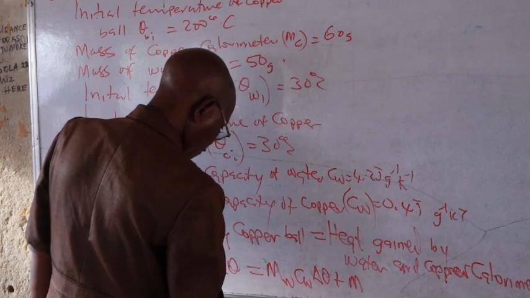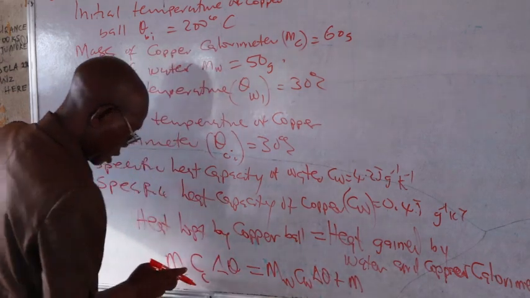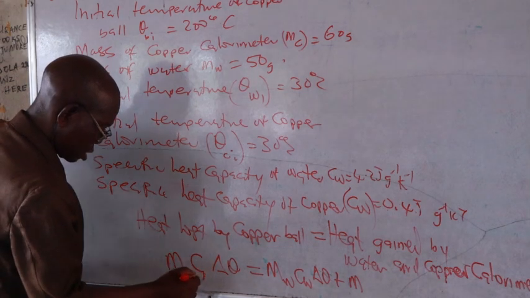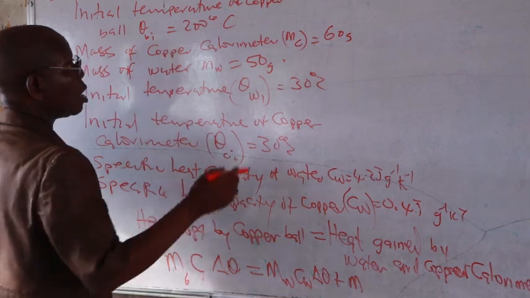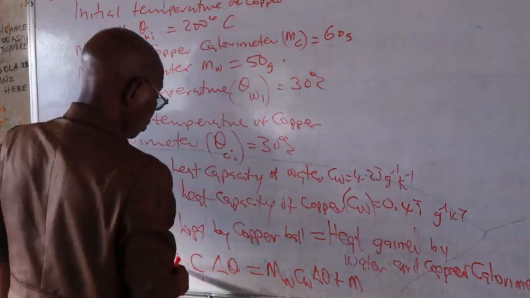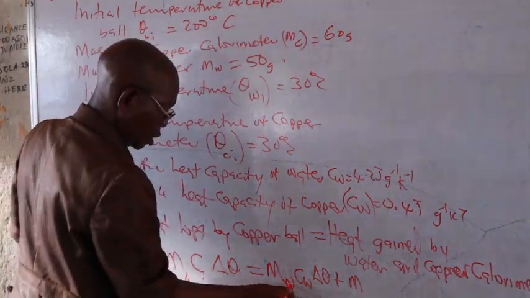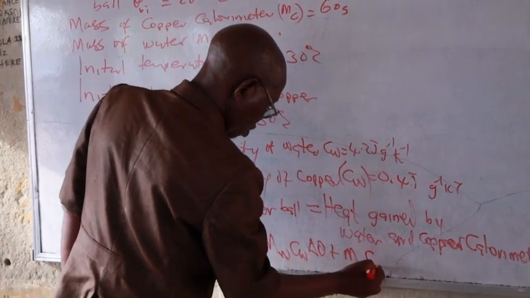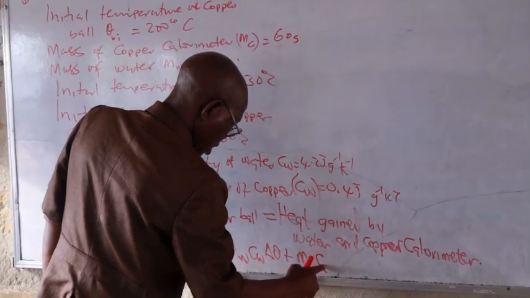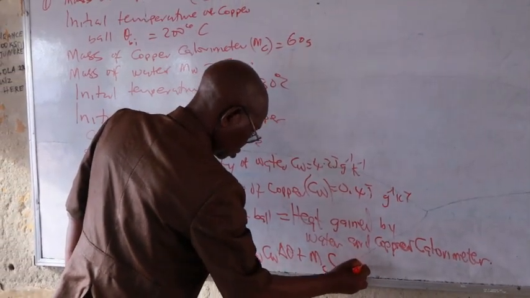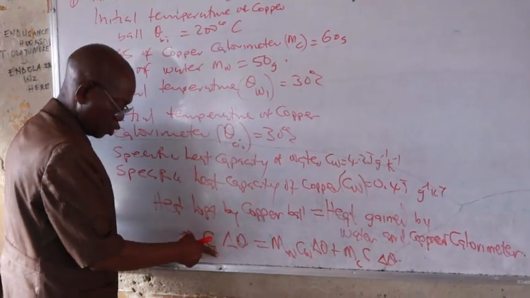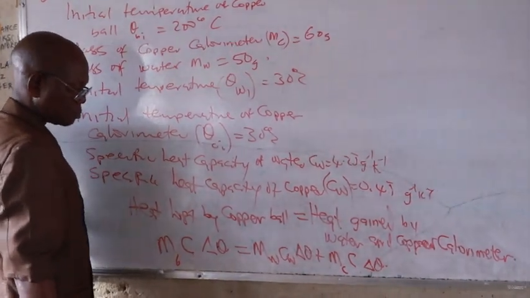mass of, I think this one is MB. This is MB. We use MB for the ball, so we use it here. Now this is W. This will now be mass of calorimeter, the capacity of that copper, and change in temperature. I use C for copper, and the ball is made up of copper. That's why I put it as C.